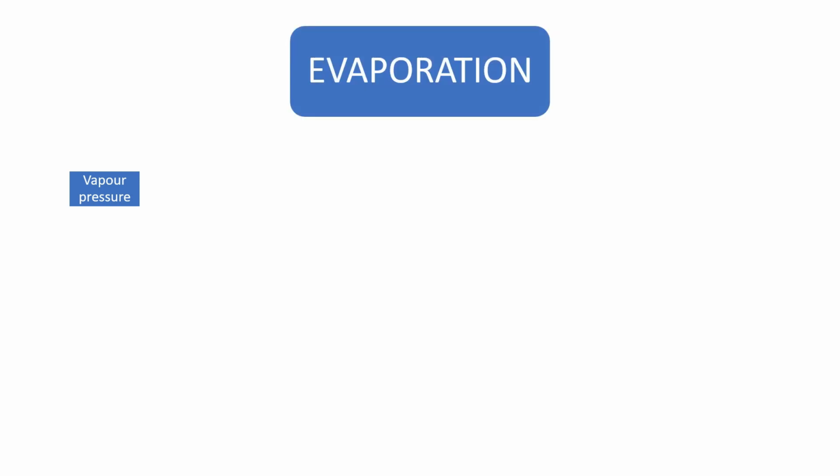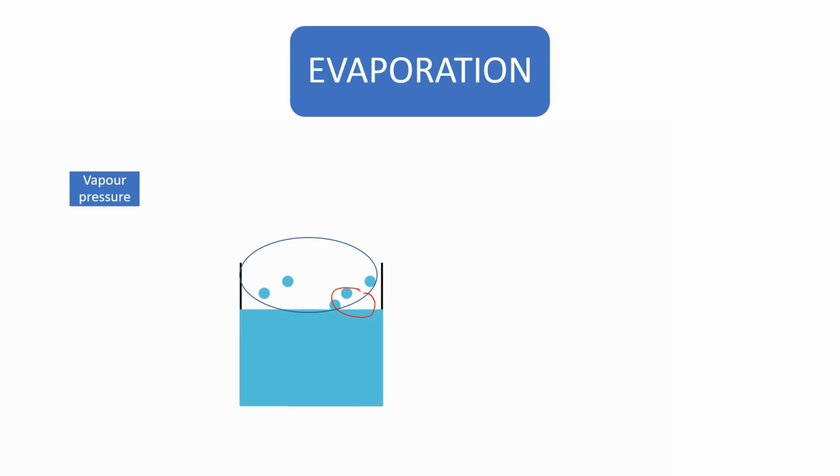So what is evaporation? Evaporation is a surface phenomenon in which liquid at the surface is converted to vapor. You can see that here, the liquid is getting converted to vapor. The atmosphere exerts a pressure downward, which is equal to the sum of partial pressures of water vapor and dry air.